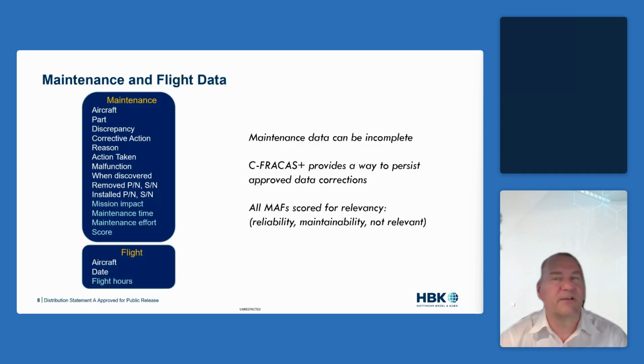So what's in a maintenance action? The maintenance action itself, I've listed a number of the key properties that are associated with the maintenance action. Things like establishing the aircraft and the part number, where the work is being done, what was the original issue, called the discrepancy, and the corrective action, what action was taken, and why was it taken. And then they spend a lot of time categorizing the maintenance action, what's called reason codes, action taken codes, malfunction code, what was actually broken.